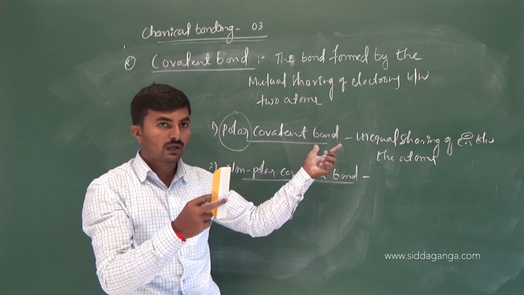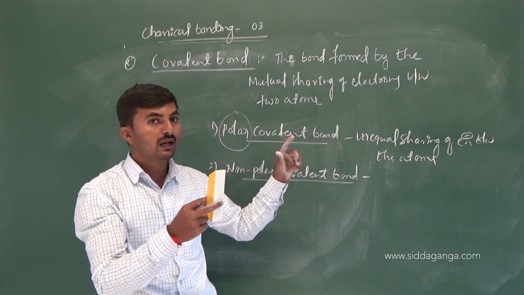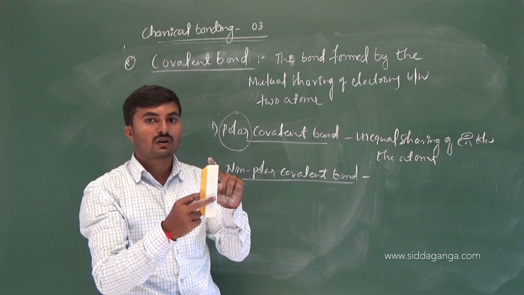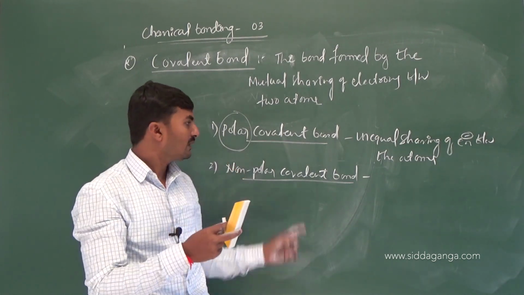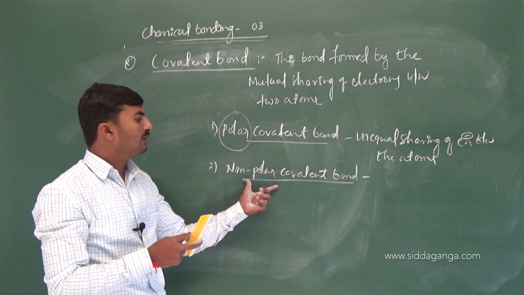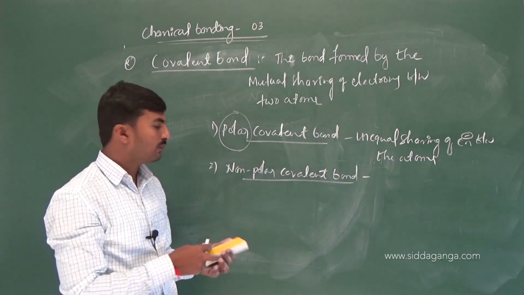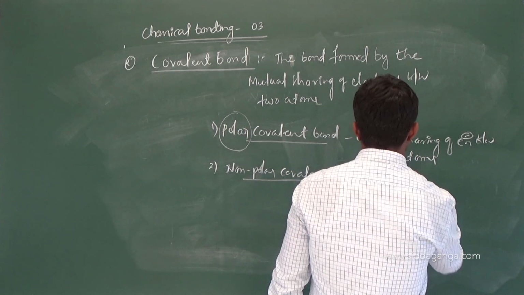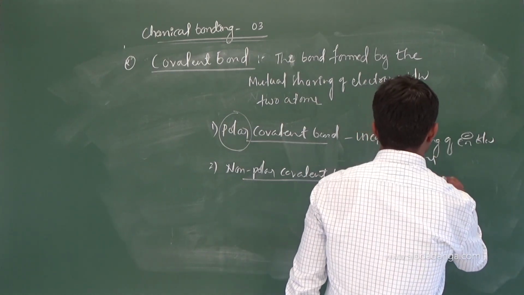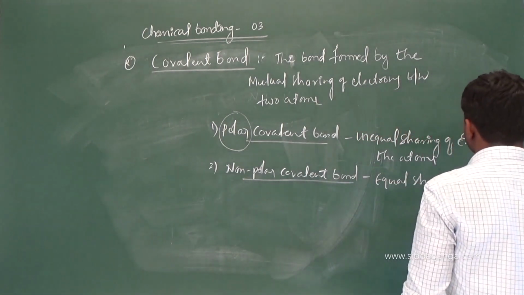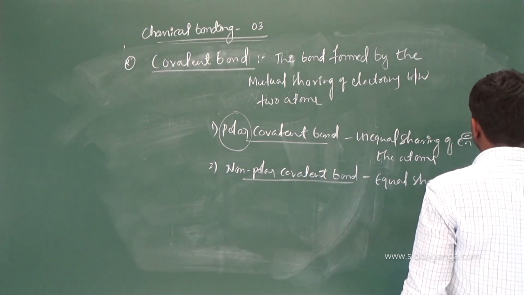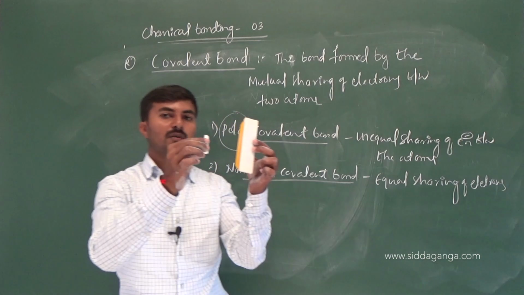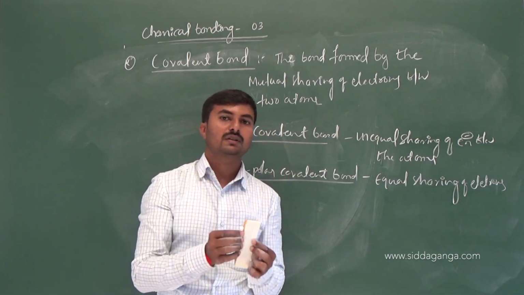Ionic character develop ಆಗ್ತದೆ covalent bond ಅಲ್ಲಿ ಯಾವಾಗ? When atoms with a difference in their electronegativity are combined together. Then the second one, non-polar covalent bond. Non-polar covalent bond ಅಂದ್ರೆ it is formed by the equal sharing of electrons. Equal sharing ಯಾವಾಗ ಆಗ್ತದೆ? If both the atoms possess the same electronegativity.